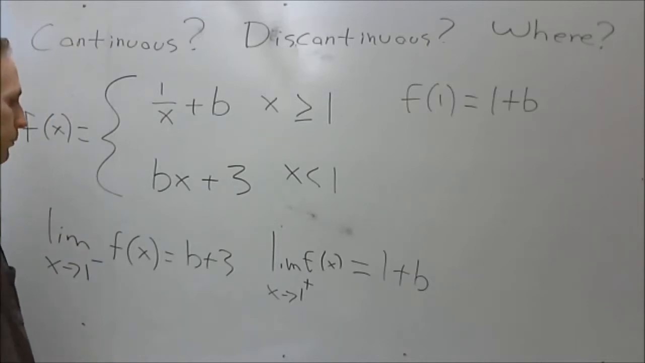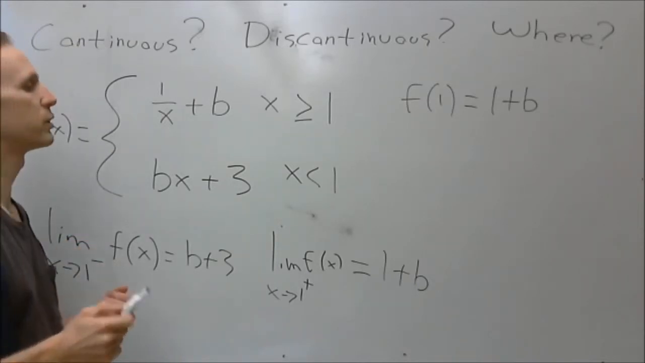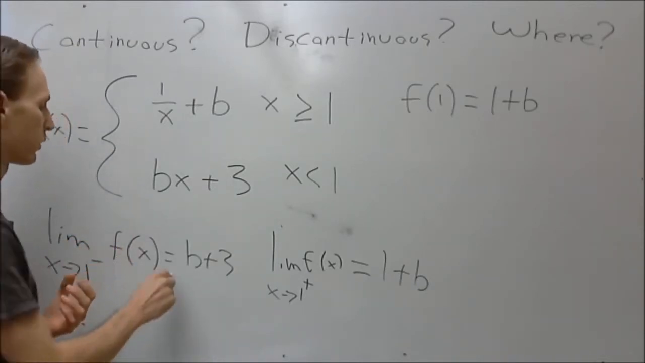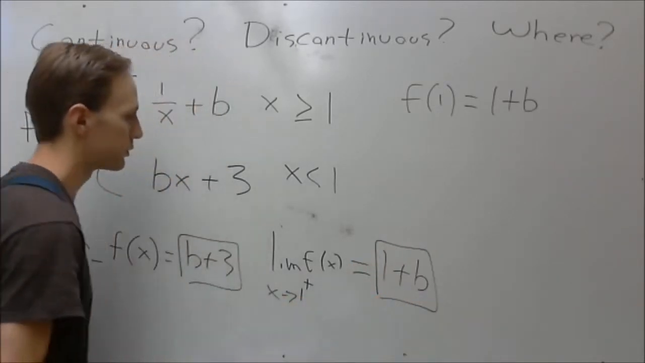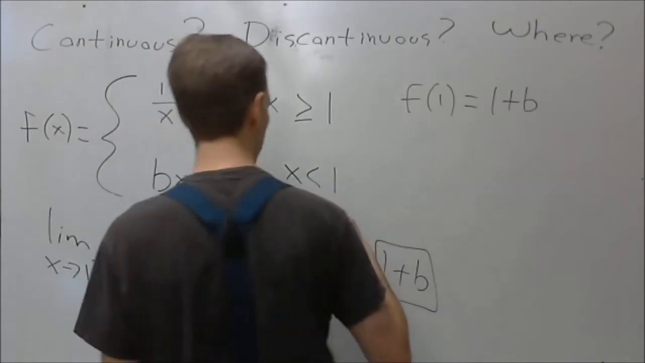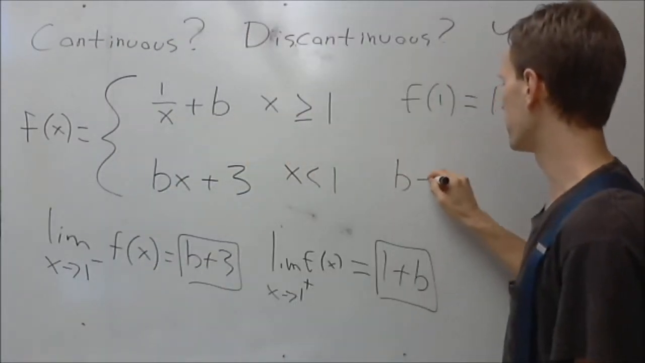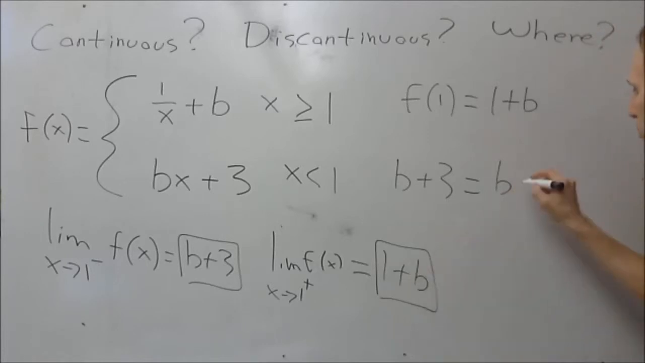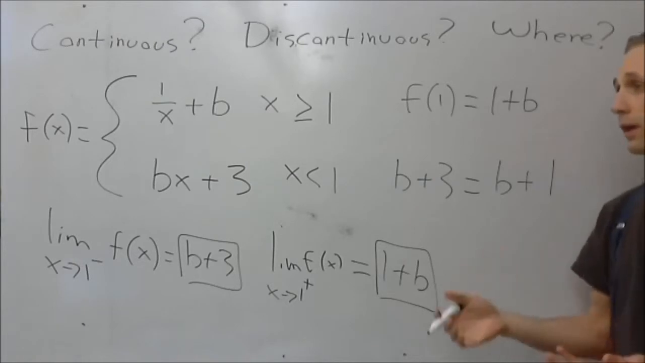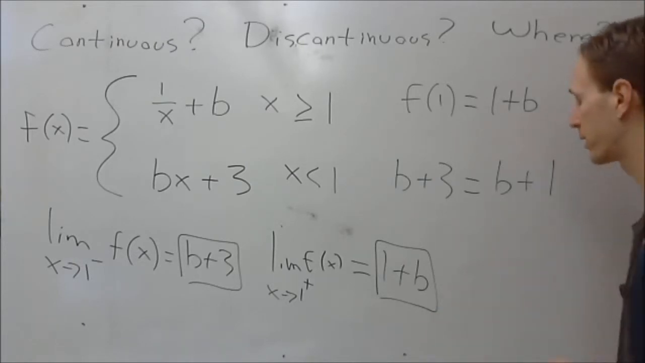So, from either side, if the function is to be continuous when x equals 1, then this has to equal this. So you set them equal to each other and see what happens. You say b plus 3 has to equal b times 1 plus b plus 1. And if this equation has a solution, then that's the value of b that makes it continuous.